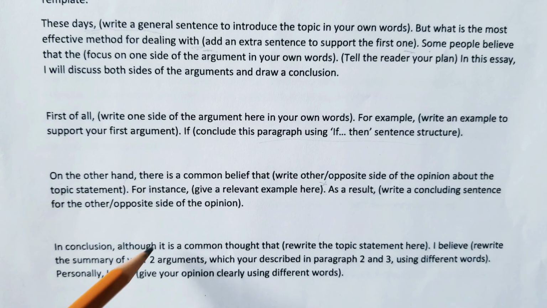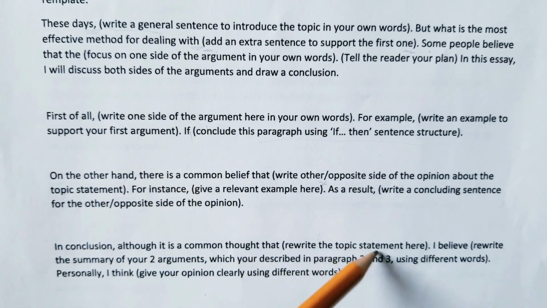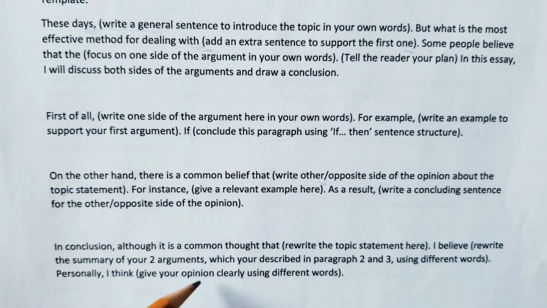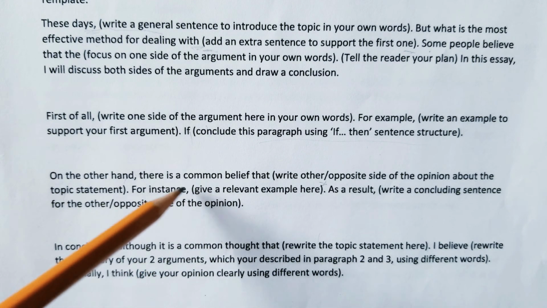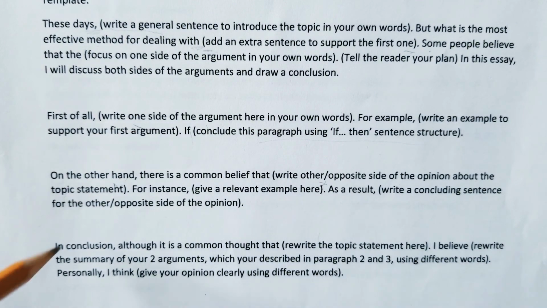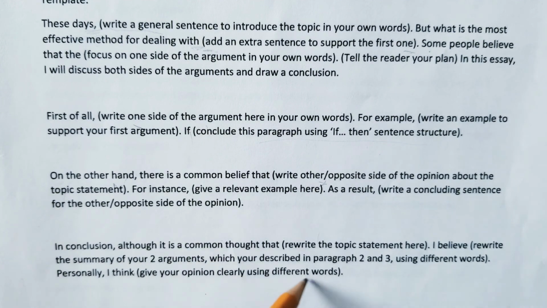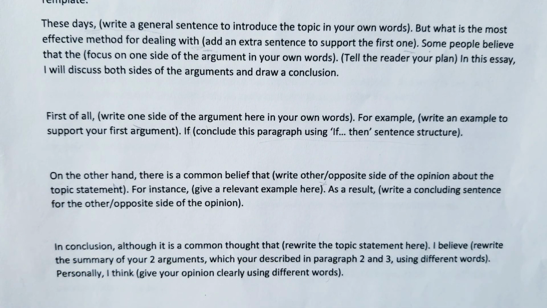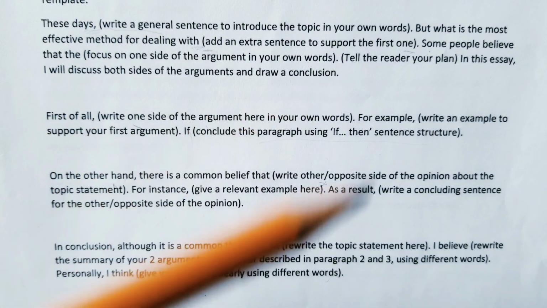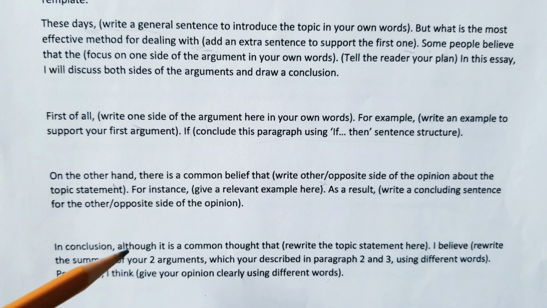So here, in conclusion, although it is a common thought that, you will rewrite the topic sentence in your own words. Then I believe. After that, you summarize your ideas, whatever you have mentioned in paragraph 2 and paragraph 3. You summarize both of these ideas, and then write your opinion, conclusion. So personally, I think, give more. Which side is your favorite, in favor of which they should play or they should work? So personally, I think students or kids should have the liberty to play or to enjoy their childhood after school hours. They should not be forced to work just to get more skills in the early years of life. So this way you can conclude your essay, right?